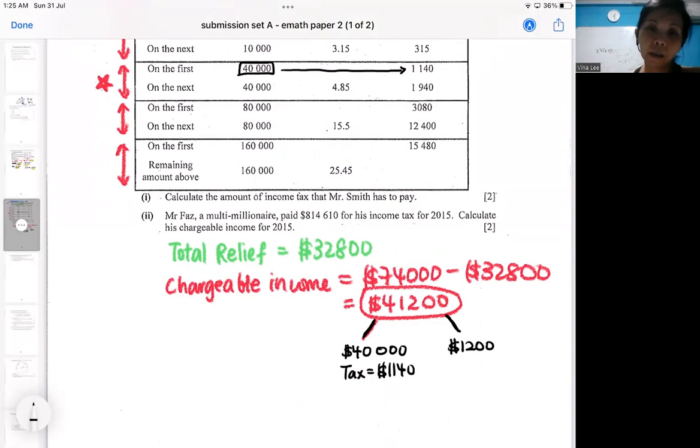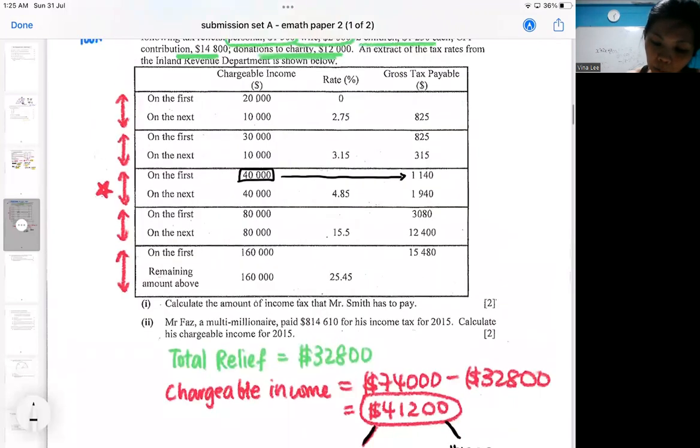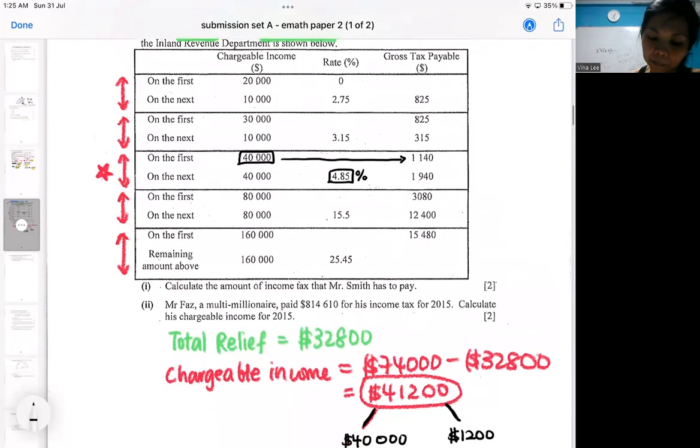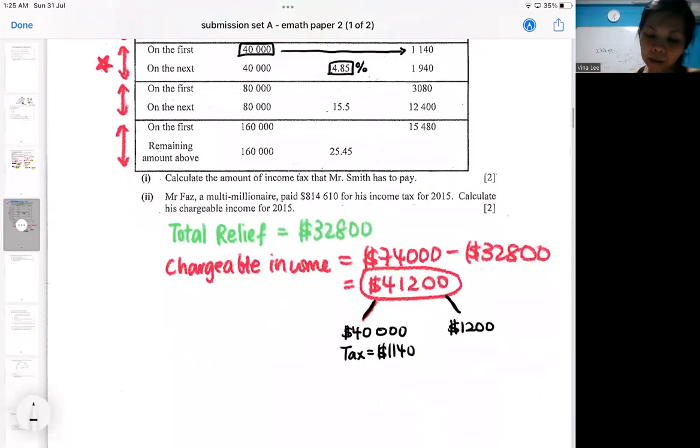Okay, for the next basket, because it's not a full basket yet. If you look, this is not a full basket. So you go and take the 4.85%. So the second basket is not full, so you apply the 4.85%. You find out what this amount is.